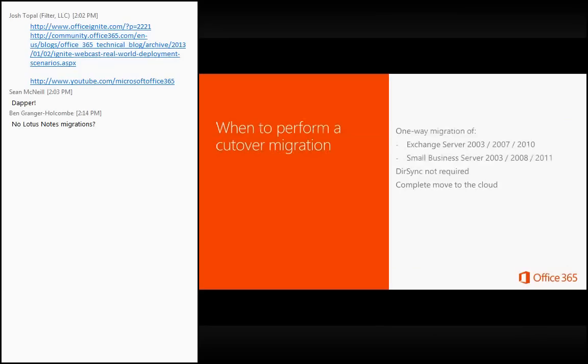So I guess looking at when we would want to perform a cutover migration. As I said, a cutover migration is effectively a one-way migration. We're not going back from this one. We can, but it is traditionally used for when we're moving to the cloud and we don't care for staging this, doing a hybrid, doing a pilot. We just want to move forward. So it's traditionally used for doing a one-way migration of Exchange Server 2003, 2007, and 2010, which also rolls up to 2003, 2008, and 2011. In these types of deployments, we don't use directory sync.